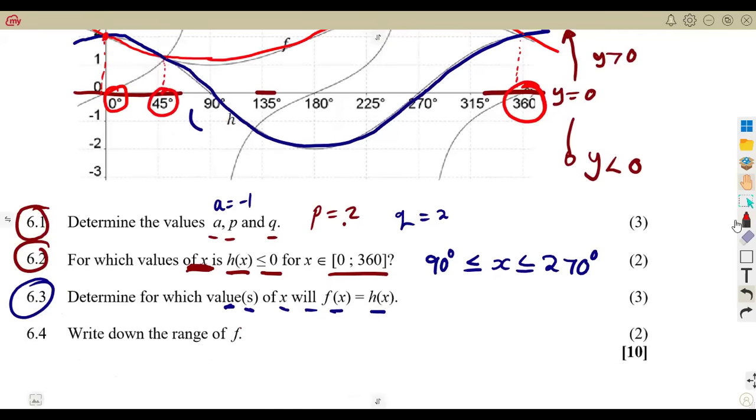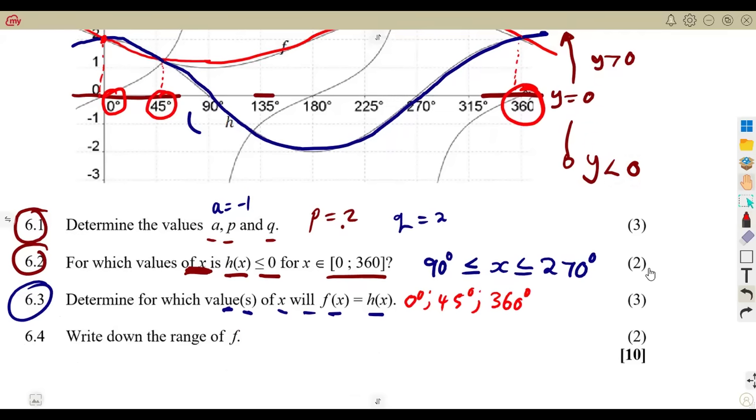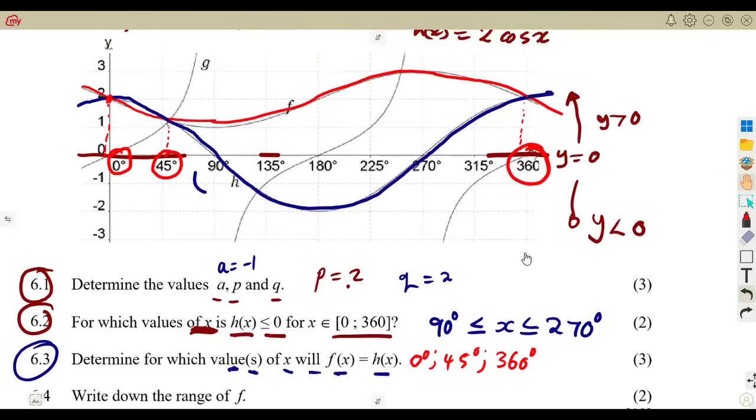That one, we're just going to approximate to 45. So that's at 0 degrees, at 45 degrees, and at 360 degrees. Remember, we're talking of the x values. So that is how it was supposed to be from our graph there.